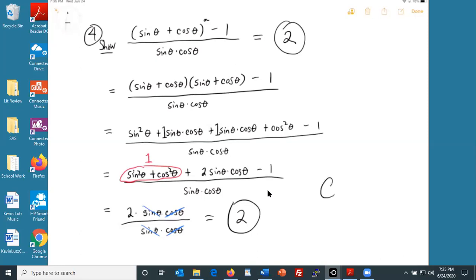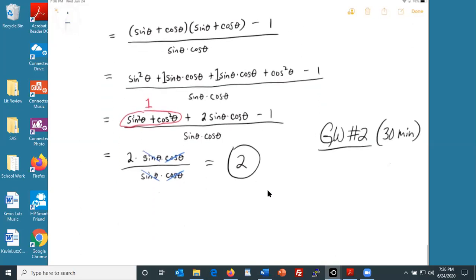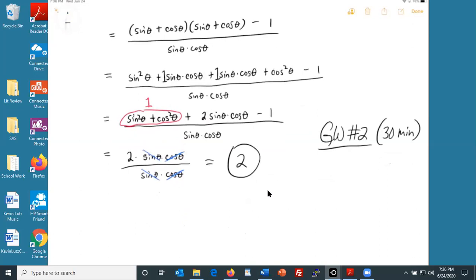Okay, so now at this point, we're going to do our group work number 2. This will have a 30-minute time on it. This way you can take a break also. I hope that you use some of the time to do the work. That is my expectation. Hopefully you don't just take the whole 30 minutes unless you really, really need to. So group work number 2, you're going to do numbers 5, 6, and 7.